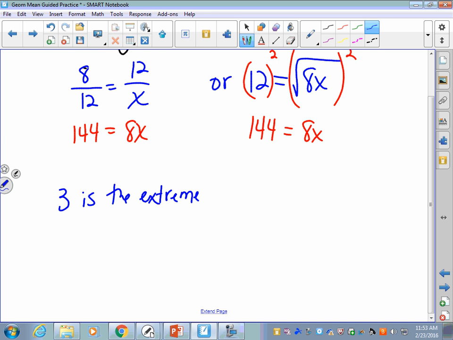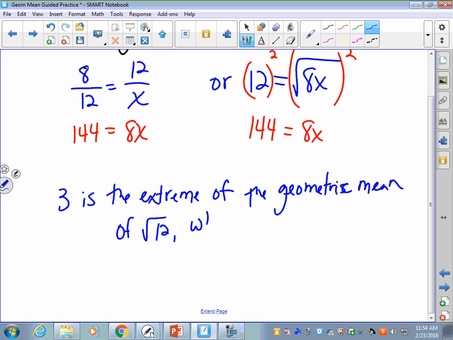...is one of the extremes, sorry, of the geometric, sorry, I spelled that wrong, geometric mean of square root of 12. What is the other extreme?